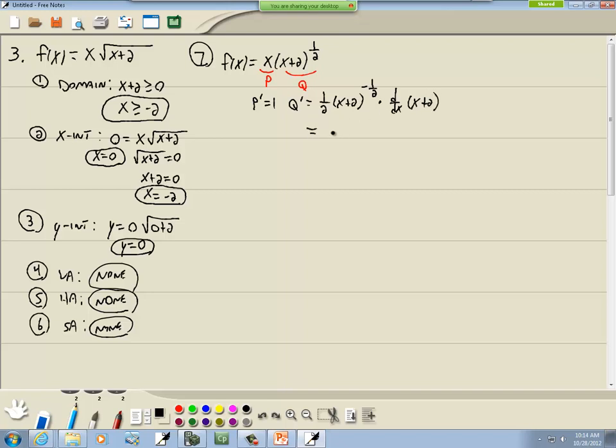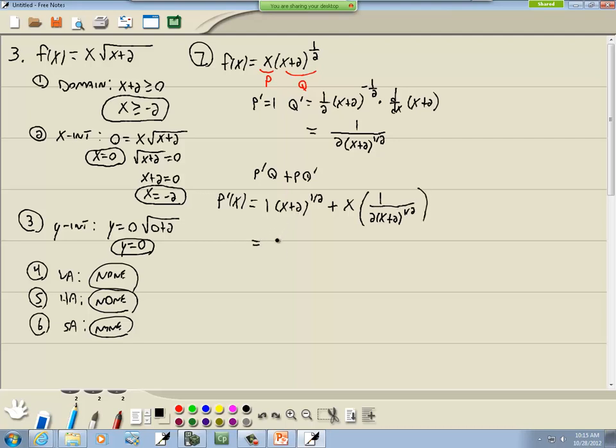So that gives us 1/2 goes down here. (x plus 2) to the negative 1/2. I want to move it downstairs, so (x plus 2) to the positive 1/2. And the derivative of x plus 2 is 1, so it just drops away. So we want p prime q plus p q prime, our product rule. So for our first derivative, p prime is 1 times q, which is (x plus 2) to the 1/2, plus p, which is x, times q prime, which was 1 over 2 (x plus 2) to the 1/2.